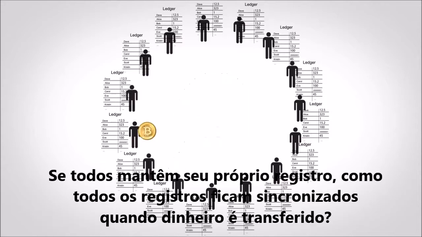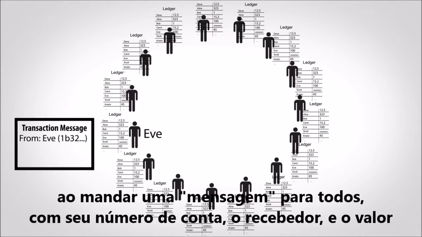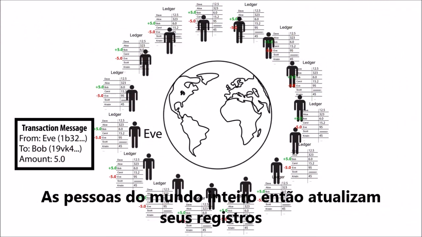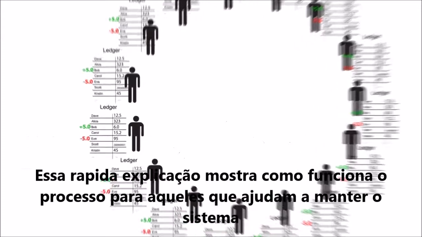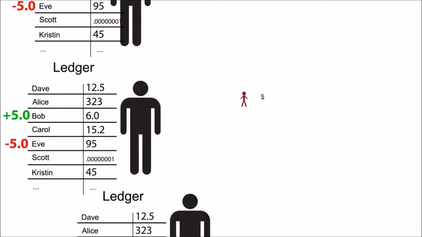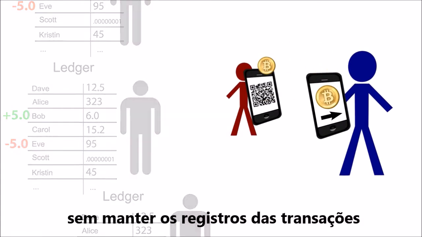If everyone maintains their own ledger, how are all the ledgers kept in sync as money is transferred? At a basic level, when you want to send money, you simply tell everyone else by broadcasting a message with your account number, the receiver's, and the amount. Everyone across the entire world then updates their ledger. As a quick aside, I'm describing how Bitcoin works for power users, people who help maintain the system. You can also just use the system to send and receive money, though, without maintaining a ledger.